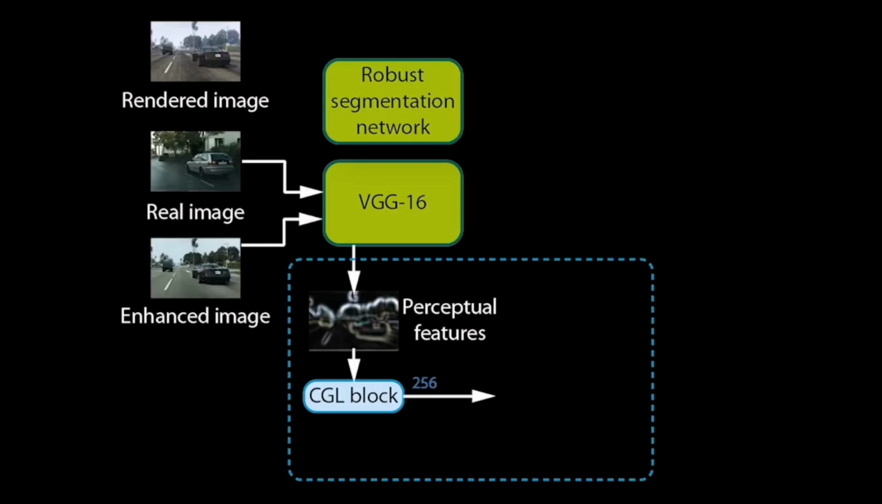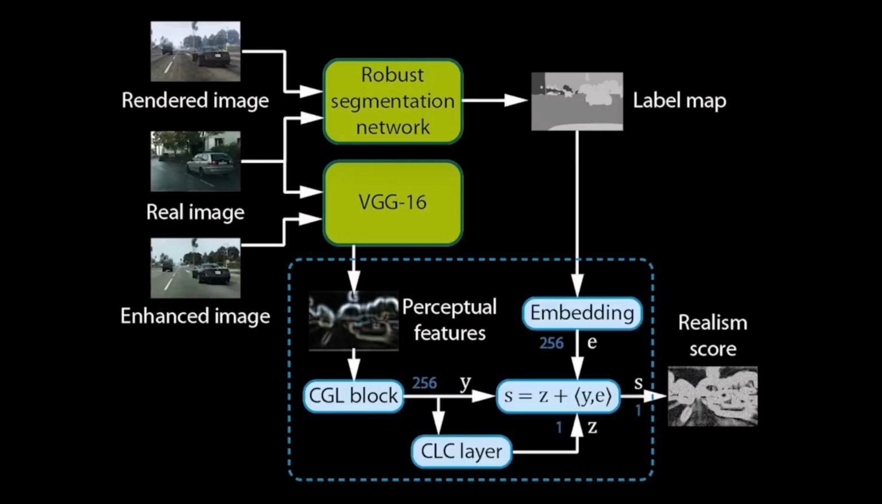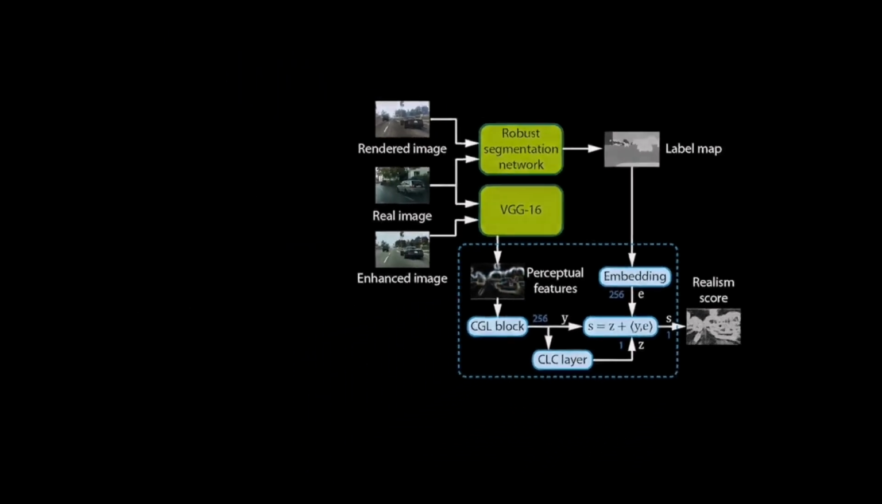We further pass the unmodified rendered image as well as real images through the segmentation network to obtain a label map for each. The label map is used to specialize the discriminator on individual object classes. Since we use a pre-trained, robust segmentation network, the object classes are consistent for rendered and real images. For more details, we refer to our paper. There is one more thing.